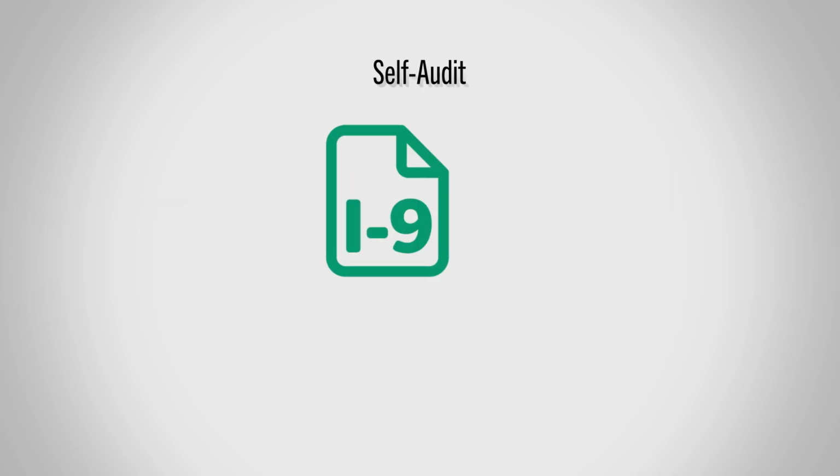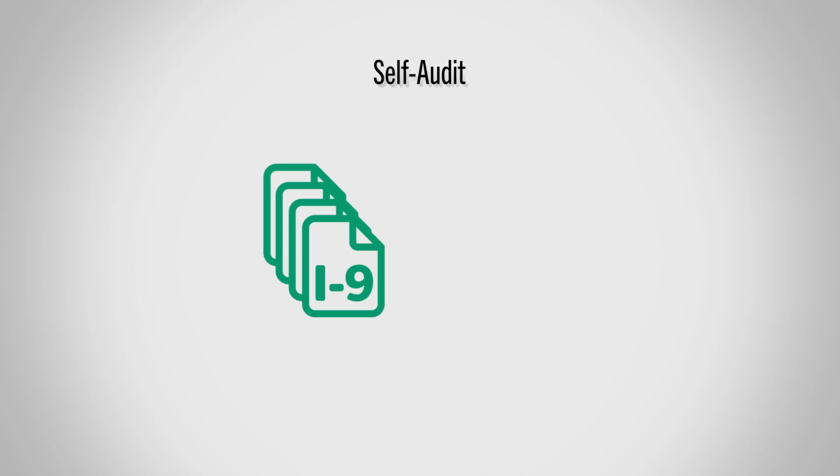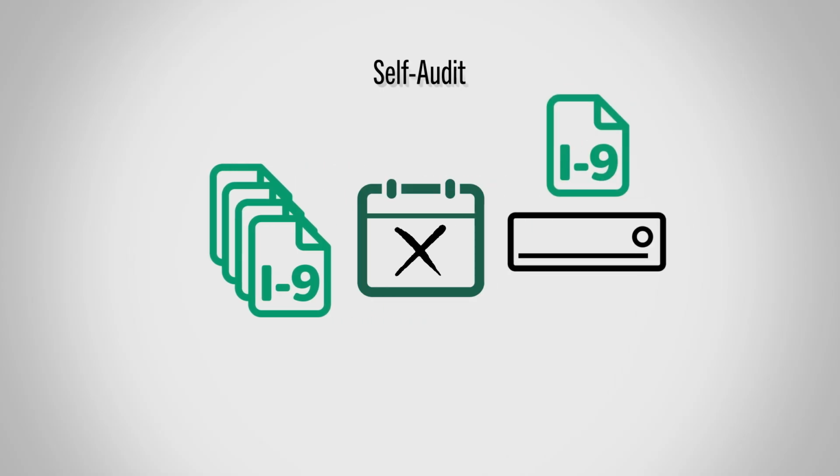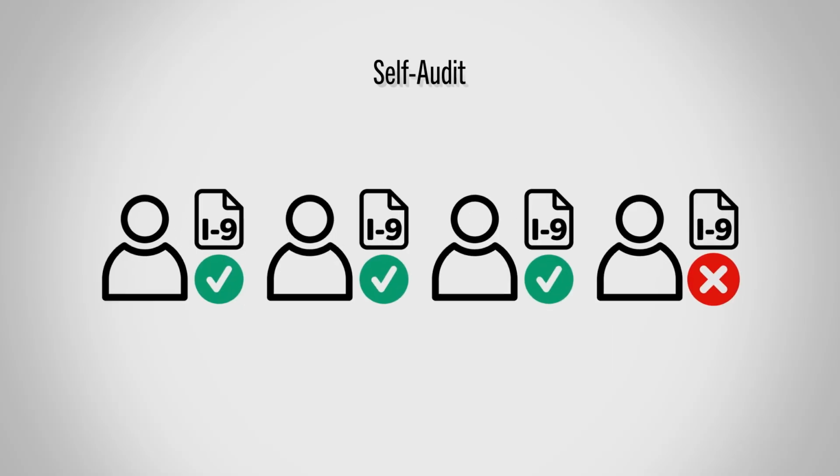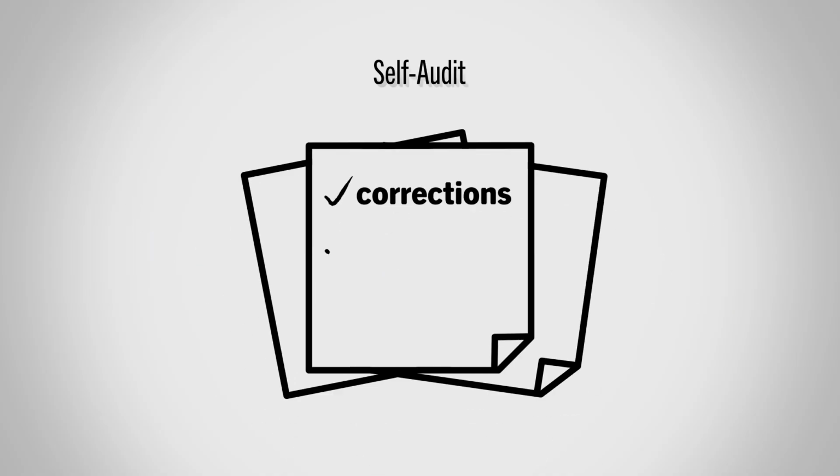To conduct a self-audit, gather all I-9 forms, review retention dates, and purge outdated forms by shredding them securely. Ensure every current employee has a valid I-9. Correct errors where needed. Track changes by documenting what was corrected, by whom and why.